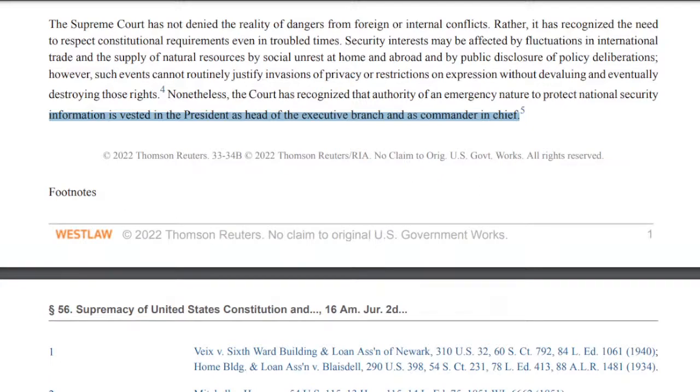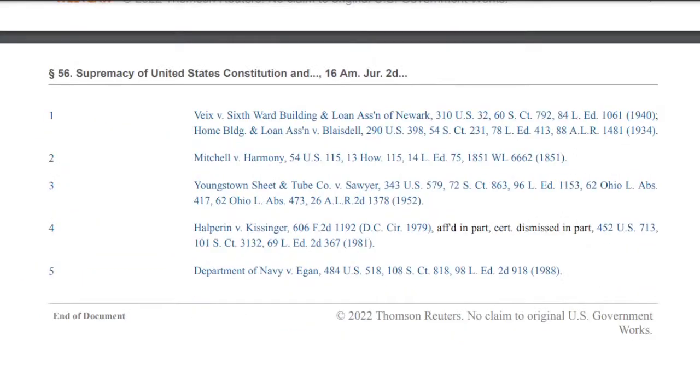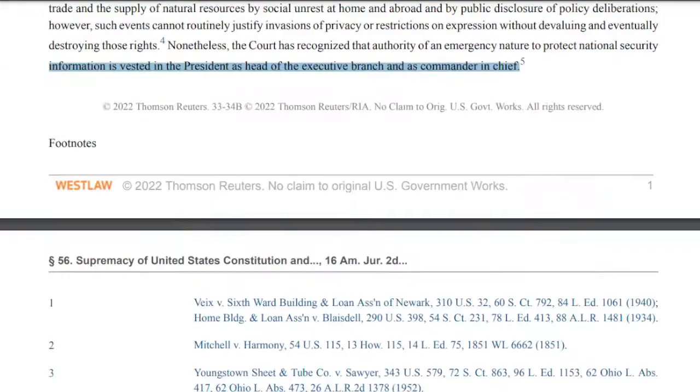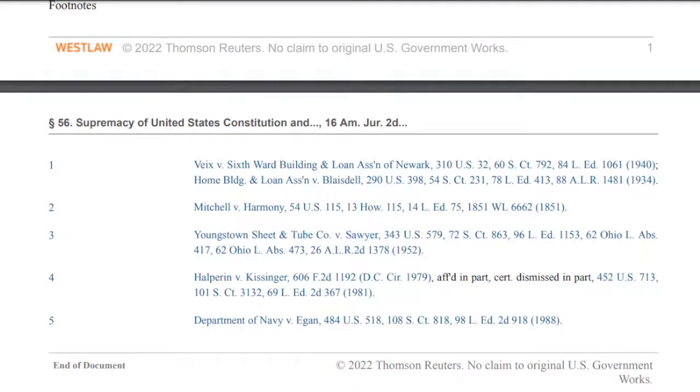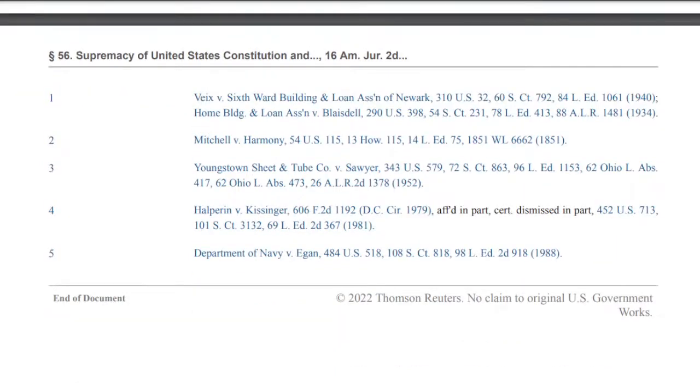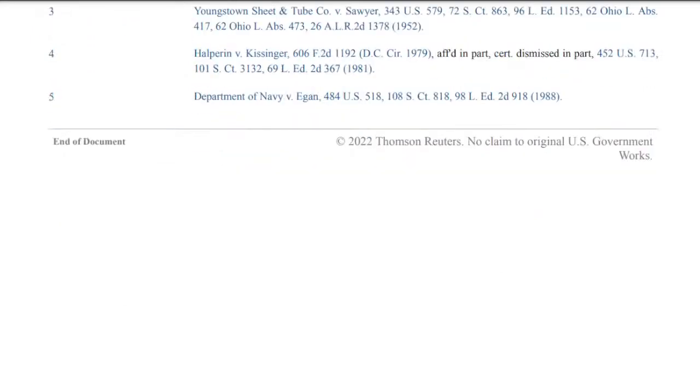So, that's footnote 5. Department of Navy versus Egan, 1988. What was going on? Emergency. Must be around that Desert Storm thing, right? No, that's preceding that. Interesting. Okay, let's continue.